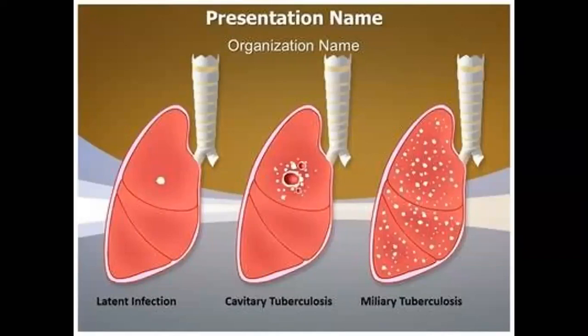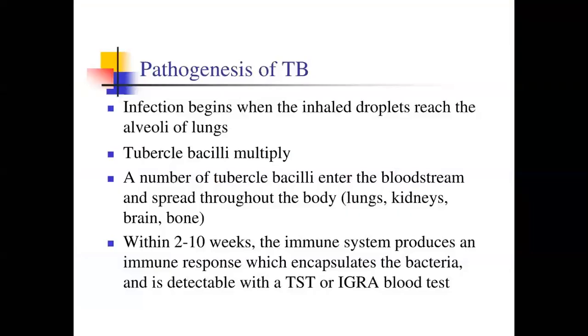Now, we could divide it like, first there is a latent infection, then a cavity happens, we call it cavitary tuberculosis. And then there's a miliary appearance. You would have seen it in medicine, there's a miliary appearance, and we call it miliary tuberculosis. Now, what is the pathogenesis of tuberculosis?